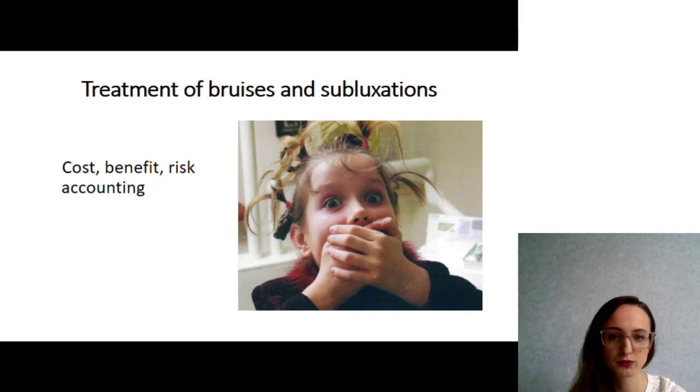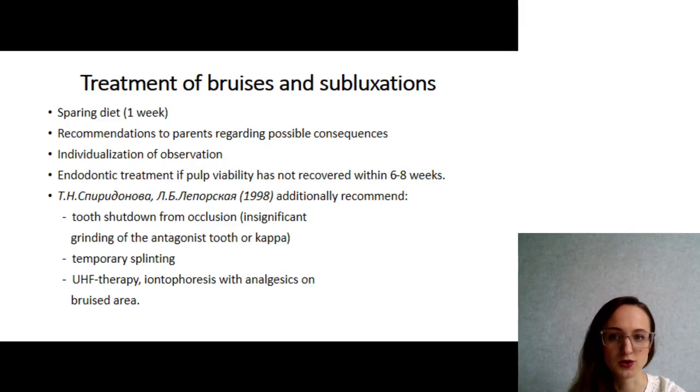Treatment. Sparing diet, 1 week, very necessarily. Recommendation to parents, and individualization of observation. Of course, endodontic treatment if pulp viability has not recovered within 6-8 weeks, and doctors Spiridonova and Leporskaya additionally recommend tooth shutdown from occlusion, grinding of the antagonist tooth or a special capper, a temporary splinting, UHF therapy, iontophoresis with analgesics on the bruised area.